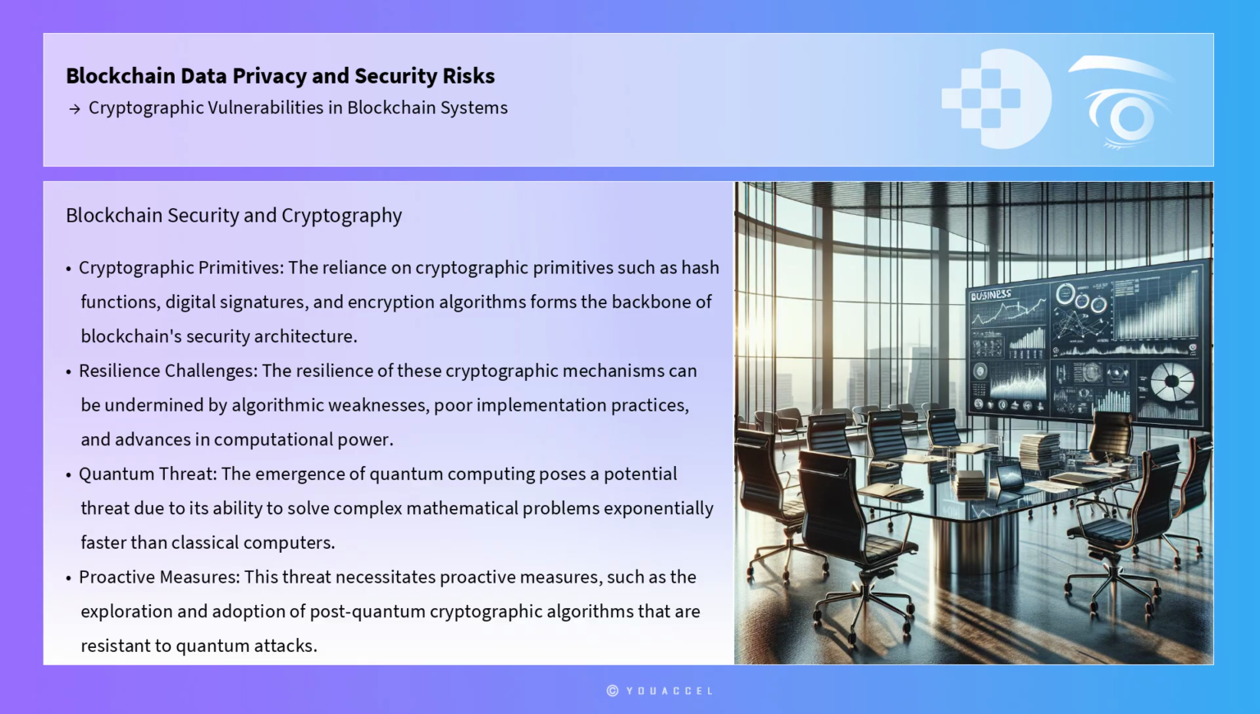For instance, the widely used SHA-256 hash function, which underpins Bitcoin's proof-of-work consensus, is currently considered secure. Still, the emergence of quantum computing poses a potential threat due to its ability to solve complex mathematical problems exponentially faster than classical computers. This threat necessitates proactive measures, such as the exploration and adoption of post-quantum cryptographic algorithms that are resistant to quantum attacks.